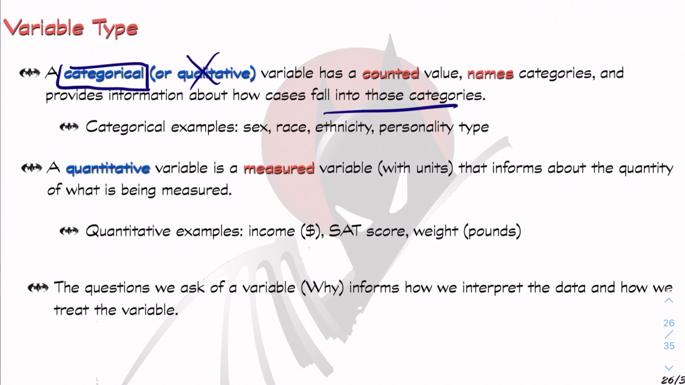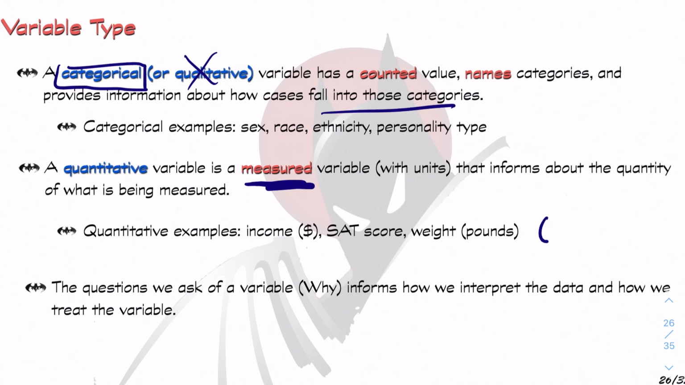Quantitative variables are measured with units. That informs about the quantity of what is being measured. So quantitative examples are income or SAT score or weight in pounds. You notice that each one of those has units, GPA, etc.